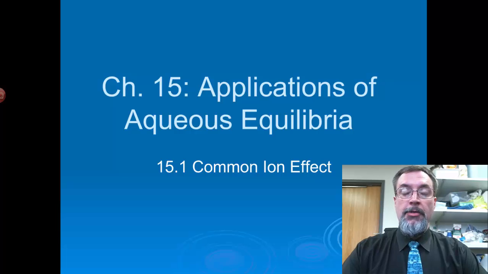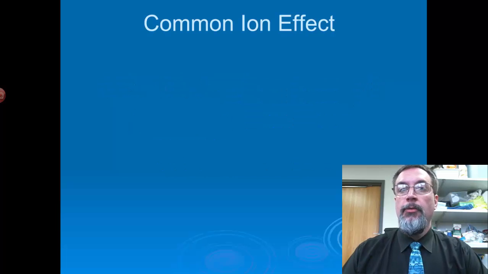So now that we understand a bit more about equilibrium, let's take a look at some specific types of problems involving equilibrium calculations, some things that can happen in these solutions that we're looking at. So this whole chapter is all about how we apply the concepts of equilibrium to real problems. To start with, we're going to talk about something called the common ion effect.